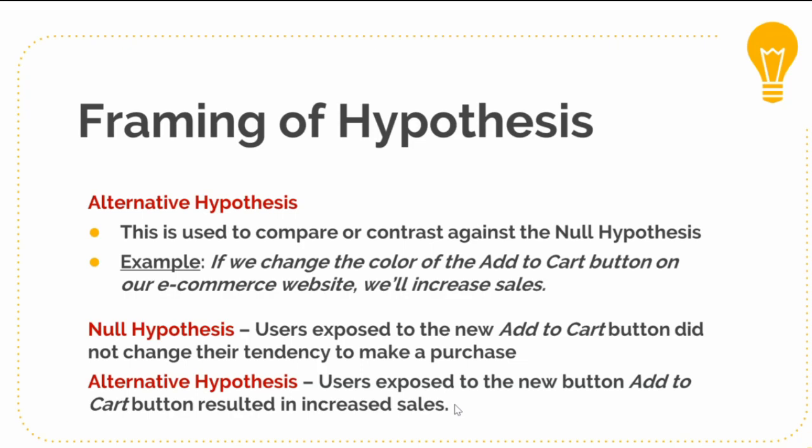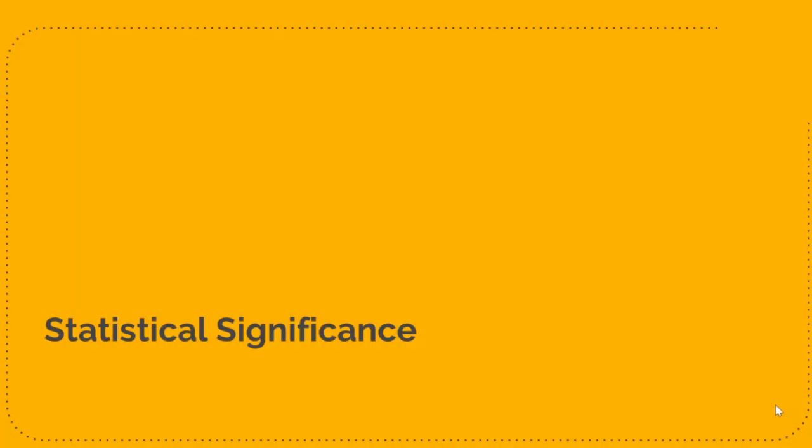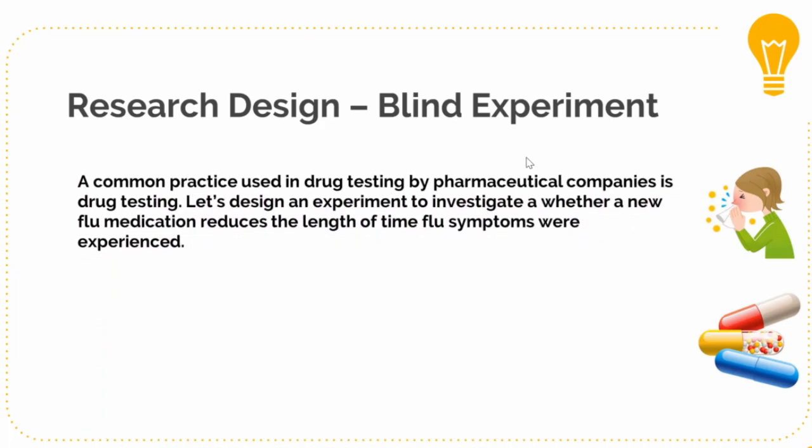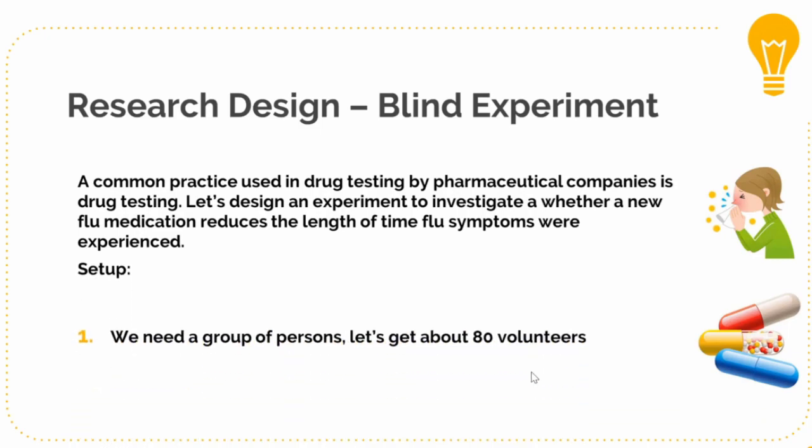Now you've basically got a basic introduction to this. So let's take a look at statistical significance and how it relates to hypothesis testing. So we're going to discuss a research design, what is called a blind experiment, and it's often done by pharmaceutical companies in drug testing. So let's design an experiment to investigate whether a new flu medication reduces the length of time flu symptoms were experienced. So here's the setup.